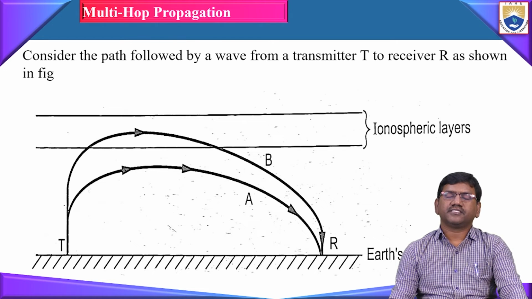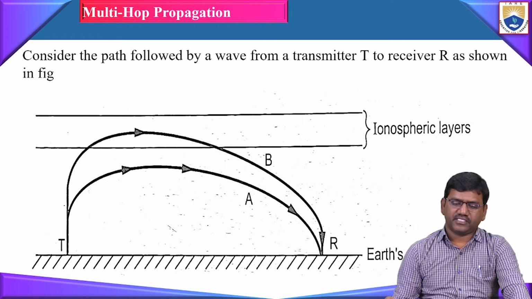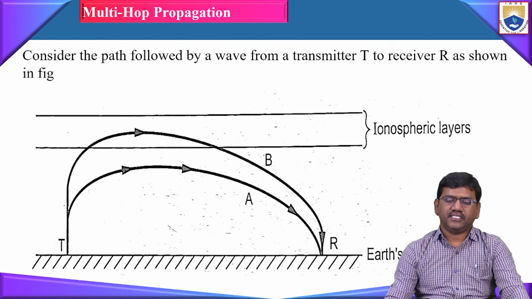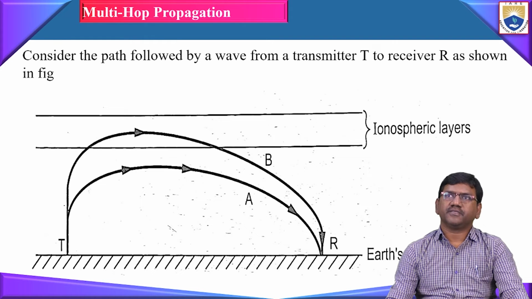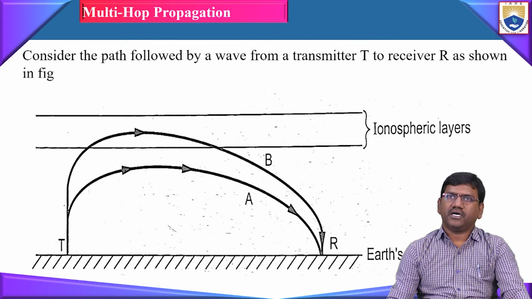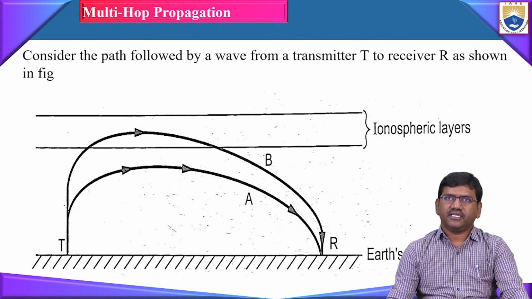So let us see what is the multi-hop propagation. Let us consider the path followed by a wave from the transmitter T to the receiver R as shown in the figure. You can see here from T to R, we are going to transmit a signal. The signal is traveling in two different paths. One is A and the other is B.